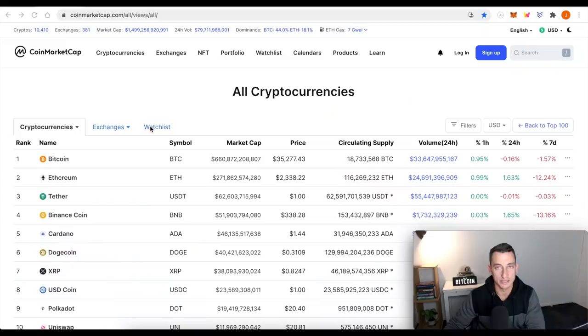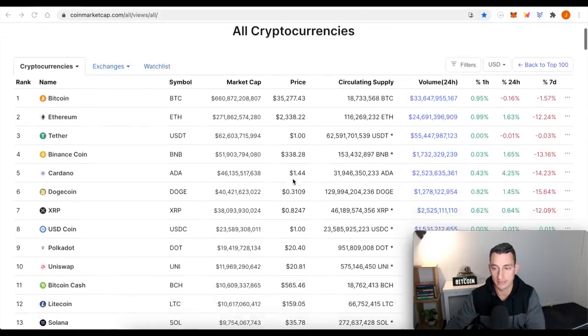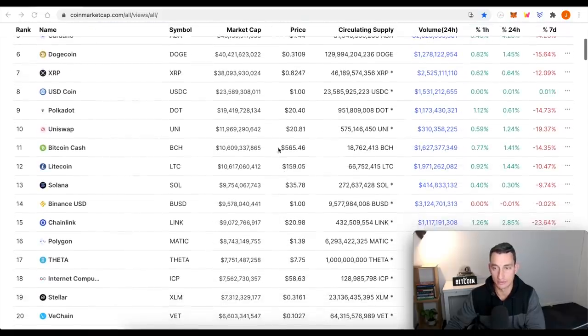Let's dive in. Starting with our crypto coin market caps, 1.5 trillion on the overall market cap. We'll look at that and review the total market caps on the chart in just a sec, looking at our support levels. Bitcoin, 661 billion, 35,200 today. Ethereum, 2,300, starting to drop again. Cardano, $1.44 after seeing lows into the $1.30s. Binance, 338. And apart from that, everything else has just been pretty flat over the last 24-hour period.